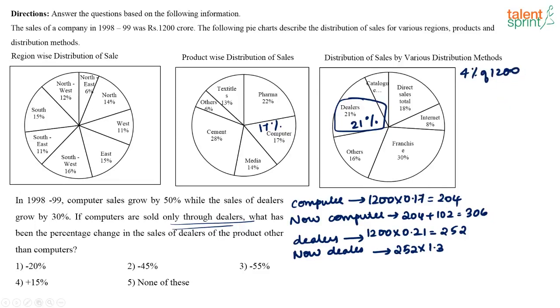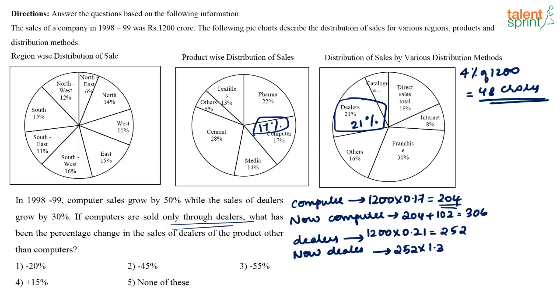So let us try it that way, okay? Instead of writing it down like this, I can say that dealers account to 21% of the sales. Out of this 21%, I know 17% of sales the dealers are doing is for the computer. So what is 17% of the total sales? It is nothing but 204. Now what is the other products that the dealers are selling? It is nothing but 4% of 1200, that is 48 crores, right? 48 crores worth other products the dealers are selling.